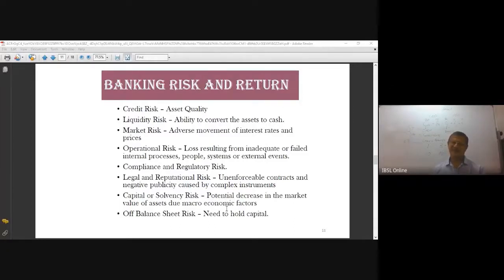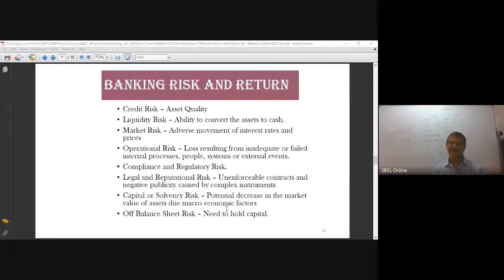Market risk is adverse movement of interest rates and prices. So I told you some of the investments we make in treasury bills and bonds are driven by interest rates. Then we also make investments in gold. We can make investments in equities. For equities, there's a price, the share price we call it. If the share price goes up on an investment, you make money. If the share price goes down, you make a loss. So that component is covered under the market risk.